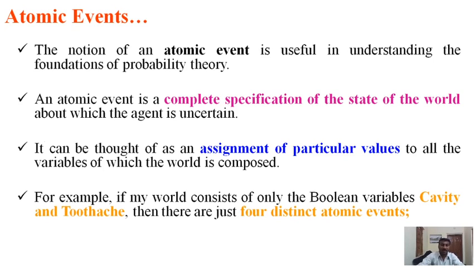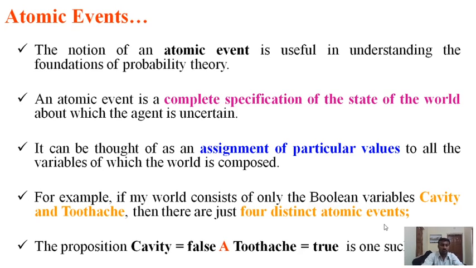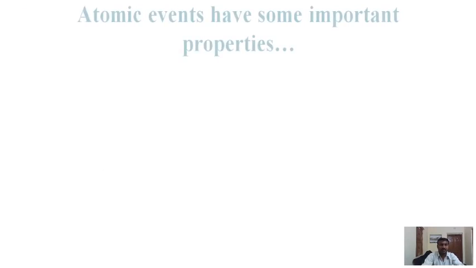For example, my world consists of only Boolean variables, cavity and toothache, and then there are just four distinct atomic events. For instance, cavity is equal to false and toothache is equal to true is one such event. In this manner, we have four different events. So this is nothing but atomic events.